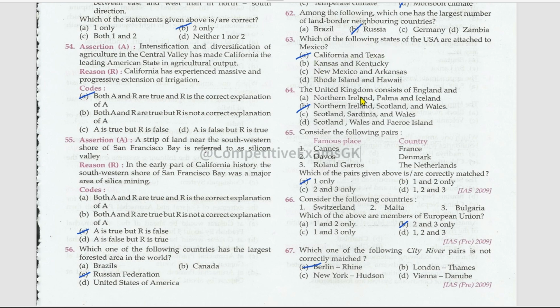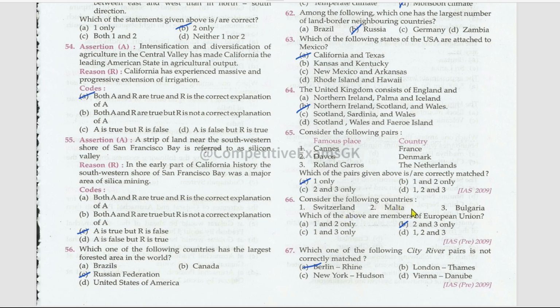California and Texas. The UK consists of England and Northern Ireland, Scotland and Wales. Consider the following pairs: famous place and the country. Cannes, France. Which of the pairs are correctly matched? Cannes, France, right. Davos, Denmark, no, false. Roland Garros, Netherlands, no, false. Only one is correctly matched.